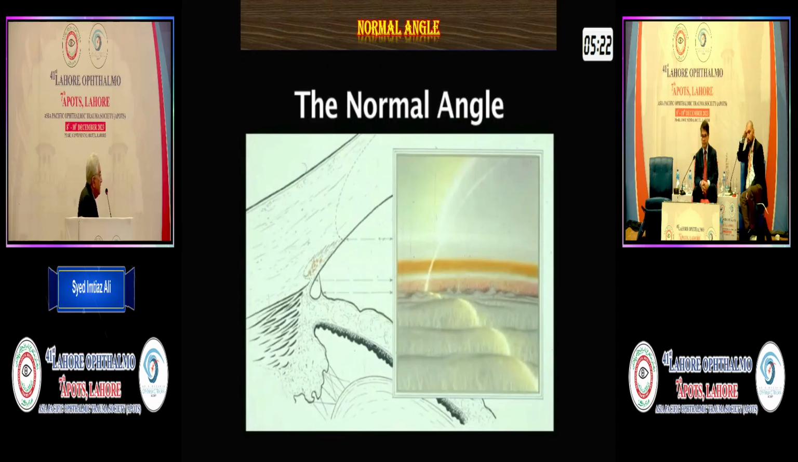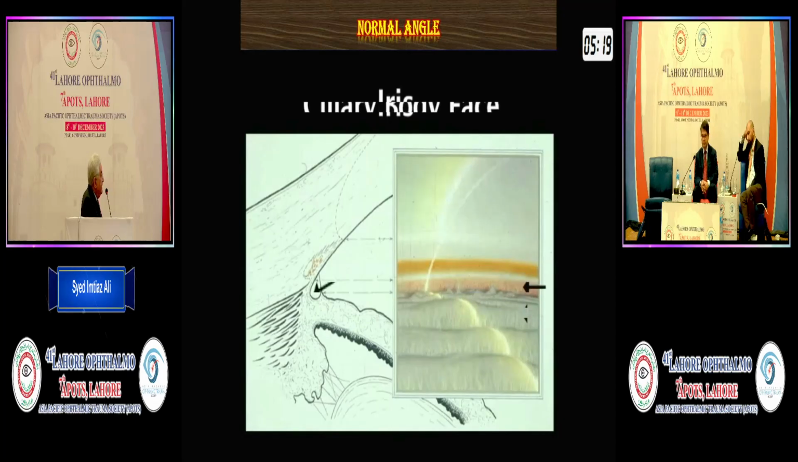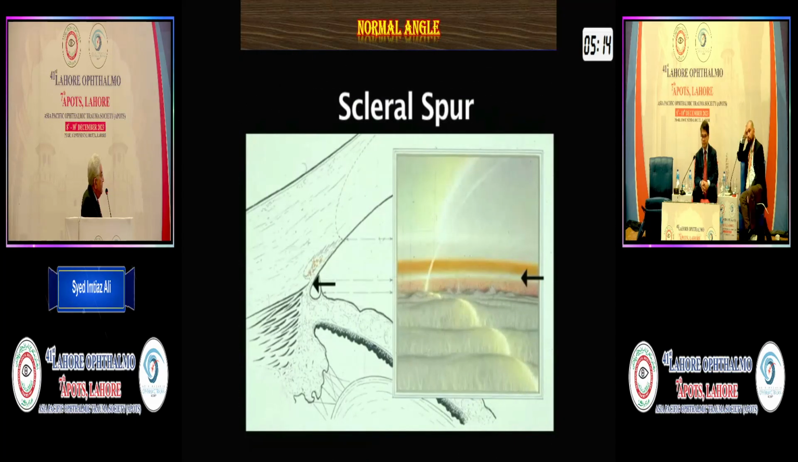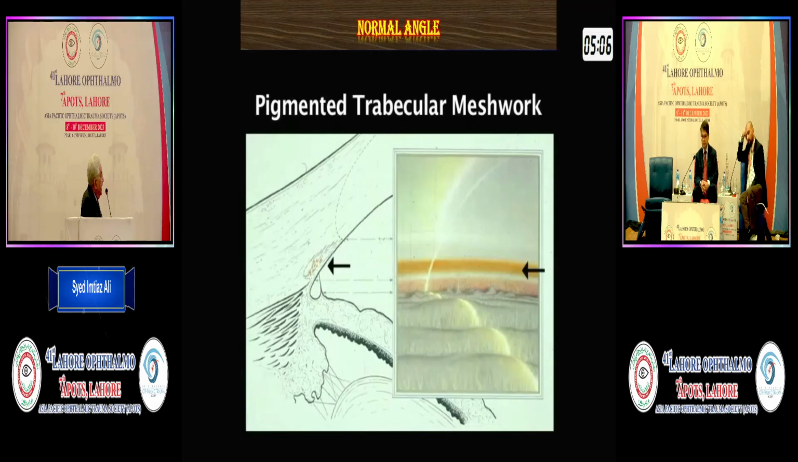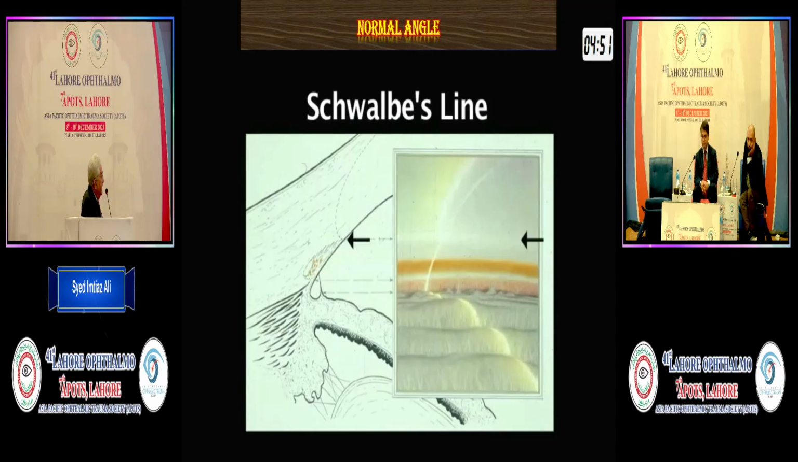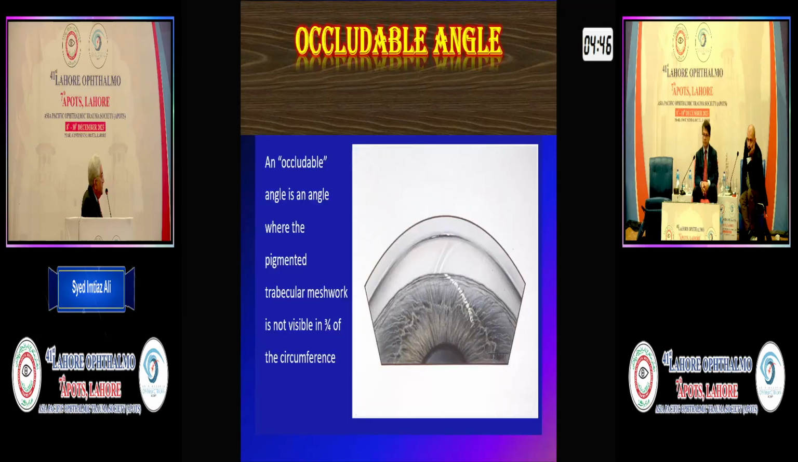Now this is a diagrammatic representation of what I have been saying. That is the iris, that is the ciliary body. This is the ciliary body face. The white is the scleral spur. Then you will see the pigmented trabecular meshwork that I talked about. And this is the non-pigmented trabecular meshwork, and that is the Schwalbe's line there. That is the Schwalbe's line, and that is the cone that you see, the corneal wedge.